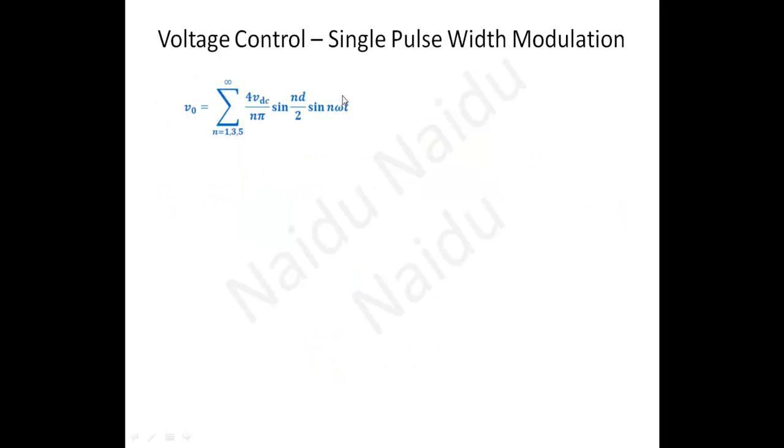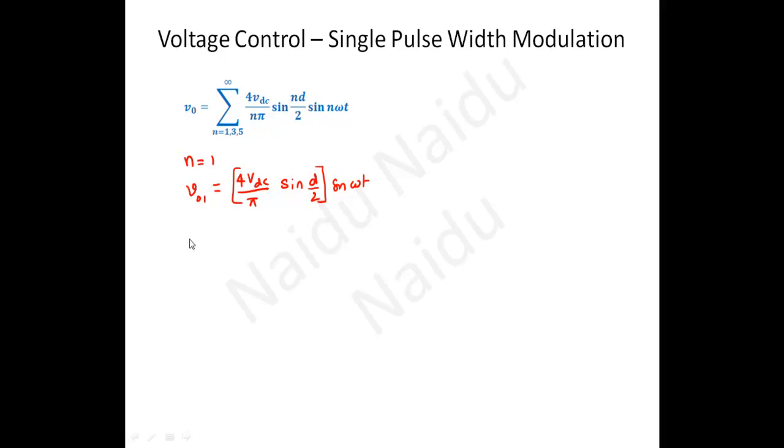Continuing with this single pulse modulation technique, you can consider the fundamental voltage. If you take n equal to 1, you can substitute here and you will get the fundamental voltage waveform. So fundamental voltage is nothing but 4 VDC by pi, n is 1, sine d by 2 and sine omega t. This is the time quantity and the rest of the things come under the maximum value.